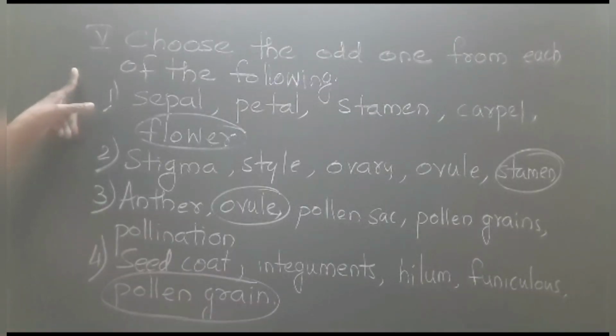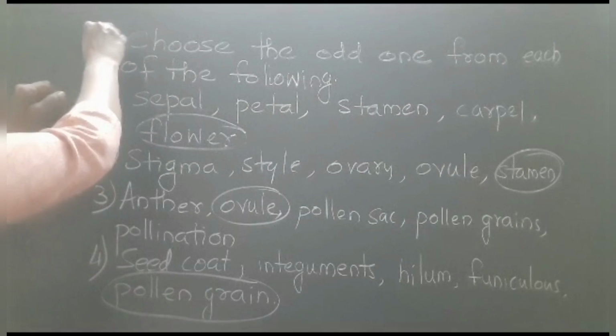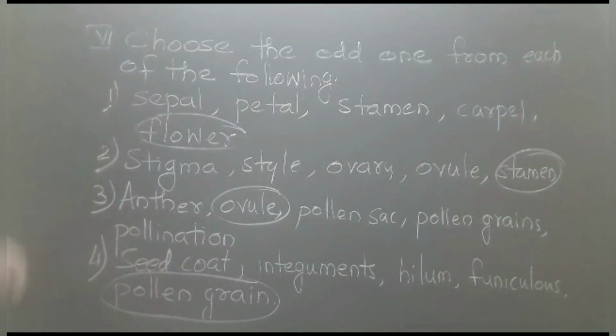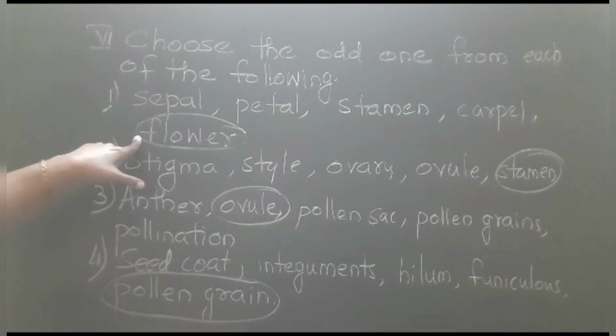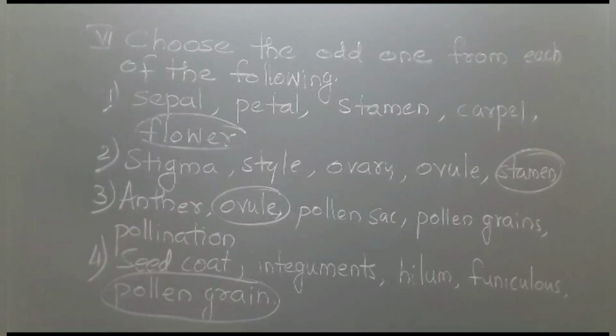Choose the odd one out from each of the following. Number 1. Sepal, petal, stamen, carpel, flower. Flower is the odd one. Number 2. Stigma, style, ovary, ovule, stamen. Stamen is the odd one. Number 3. Anther, ovule, pollen sac, pollen grains, pollination. Ovule is the odd one. Number 4. Seed coat, integuments, hilum, funiculus, pollen grain. Pollen grain is the odd one.